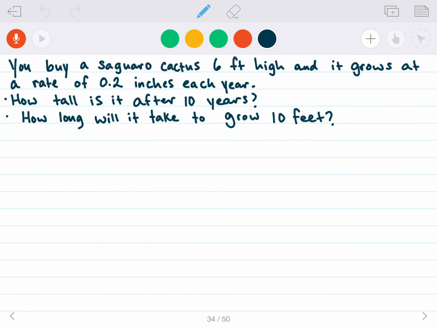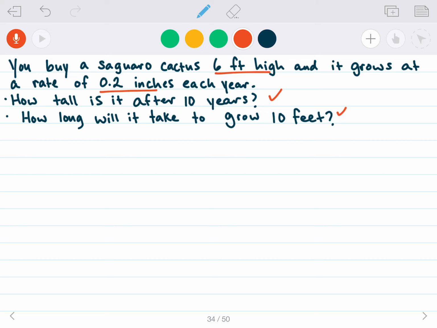You buy a saguaro cactus 6 feet high and it grows at a rate of 0.2 inches every year. So assuming that this is linear, right? Because they are telling us that it's growing by a set amount each year. We can make an equation for this and we can answer both of these questions: how tall it's going to be after 10 years and how long it's going to take to grow 10 feet.